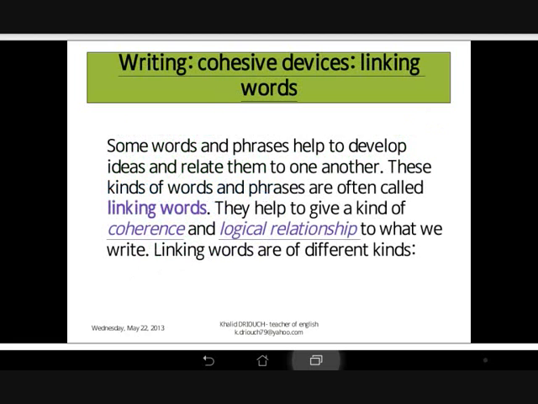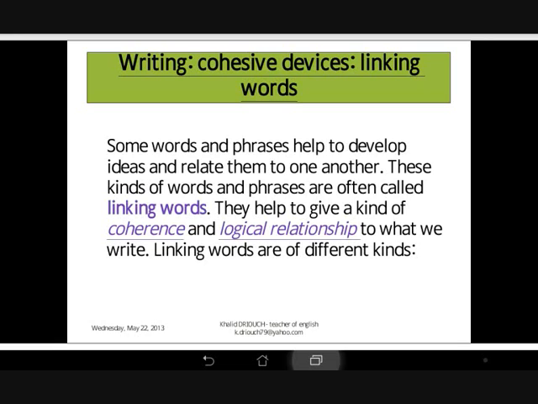The last lesson of unit number 1 was writing, and it was about cohesive devices. That means linking words. What are linking words? Let's check this short definition. Some words and phrases help to develop ideas and relate them to one another. These kinds of words and phrases are often called linking words. They help to give a kind of coherence and logical relationship to what we write.